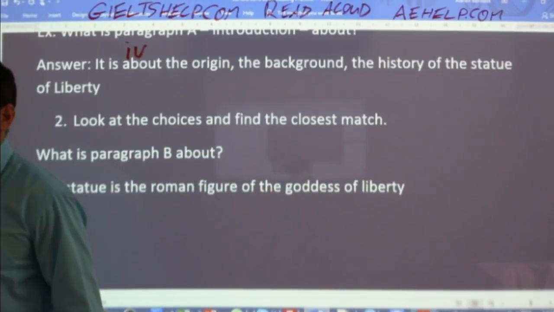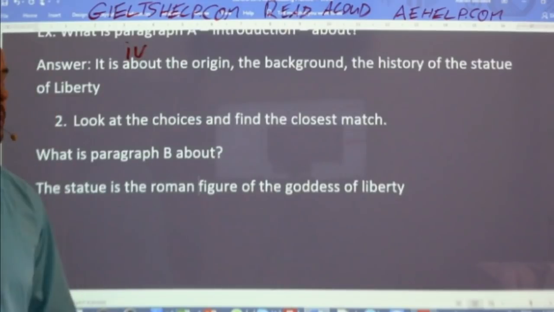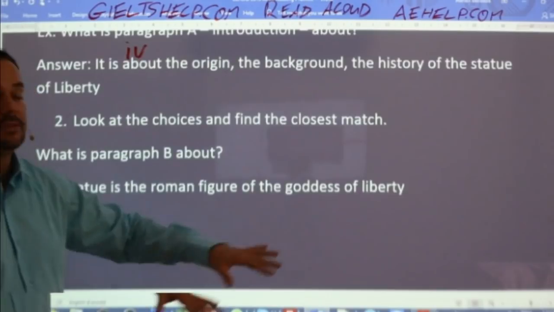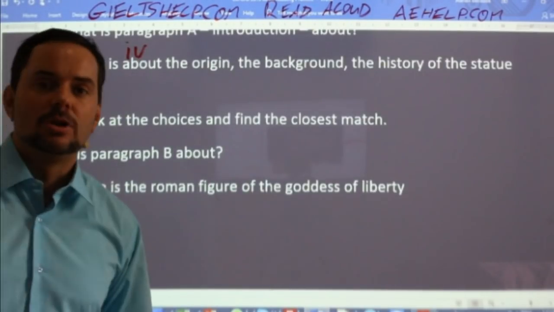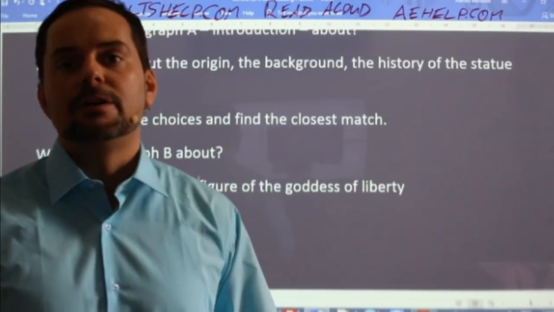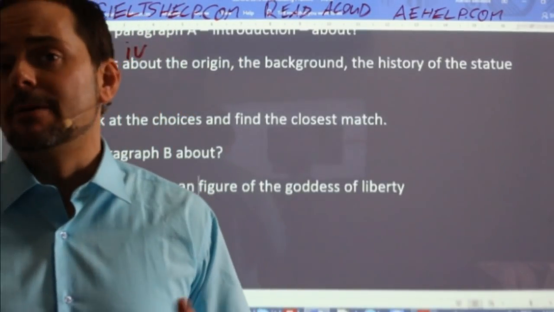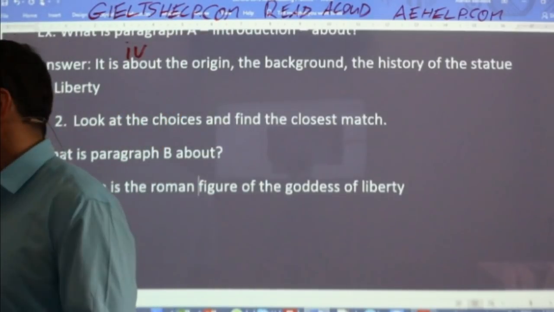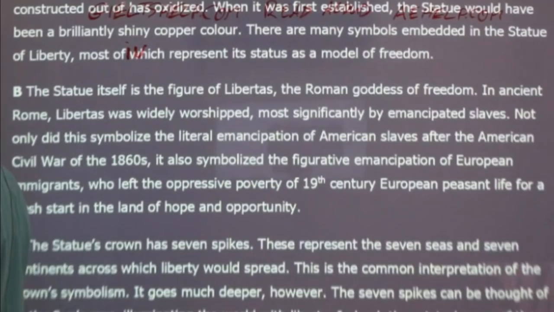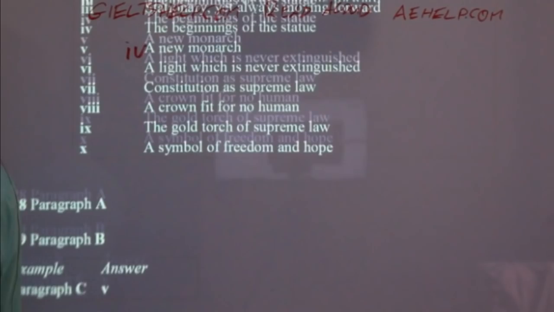Yeah, so the paragraph is about the statue is the Roman figure of the goddess of liberty, right? It's the symbol of freedom. Sure, that's what the statue is about, which is important for people who were emancipated, so they were set free. Sure. Okay, so that's what the paragraph is about. Let's see which answer matches the closest. Okay, so let's go back to our choices.